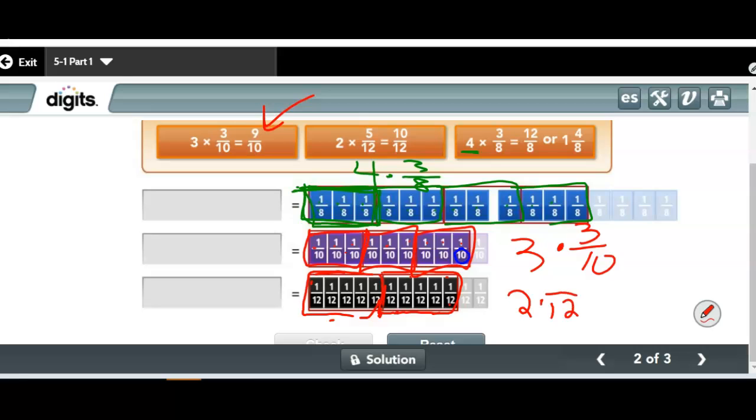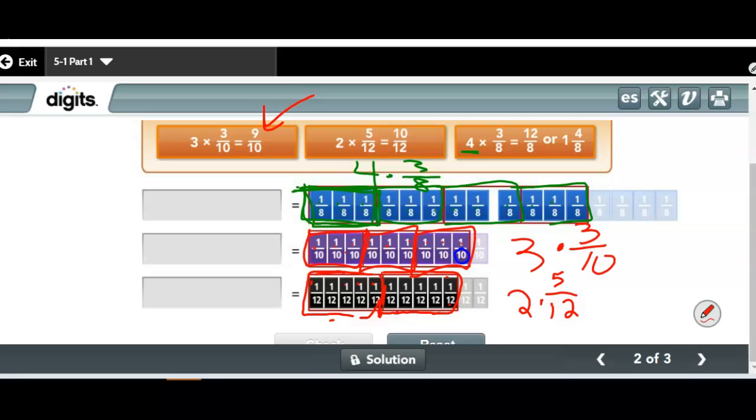And there's 1, 2, 3, 4, 5 of the amount of shading in each box. We have 2. So that is 2 times 5, 12. Jackson, what is the answer? It is 10 12s. Okay, we count how many 12s there are. There's 10 of them.